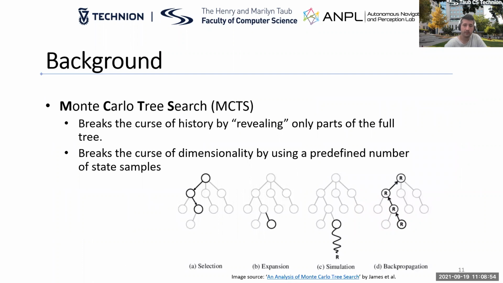A celebrated method meant to deal with the curse of history and dimensionality is the Monte Carlo tree search algorithm. Essentially, it is an iterative method that starts by selecting a path down the existing tree, expanding the tree by a maximum of one node, updating its value by some sort of simulative episode, and finally updating the newly discovered information all the way up to the root. It breaks the curse of history by revealing only some sections of the full tree, and it breaks the curse of dimensionality by using a predefined number of state samples.